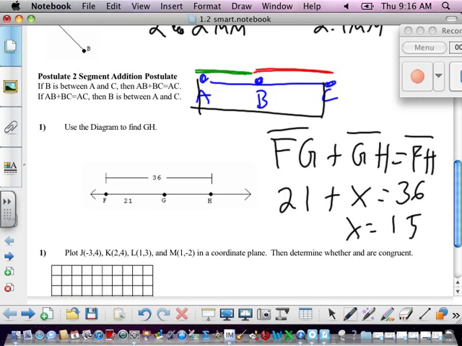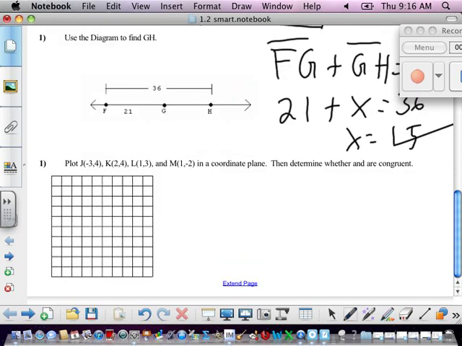Please, please write this down. Remember, you get points for writing it down, plus it will help you with your homework. Can we move on? Yeah. All right.